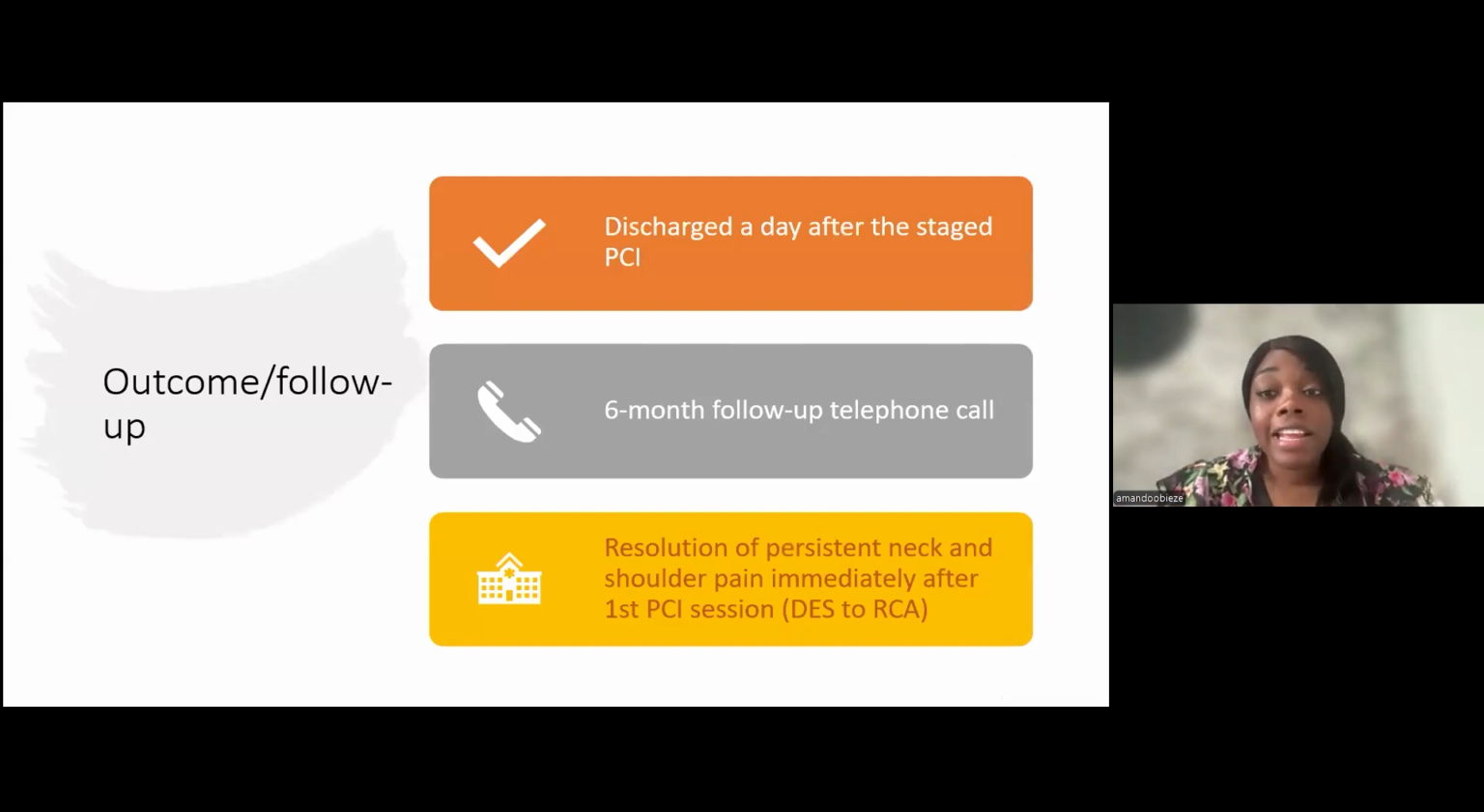So he was discharged a day after the second PCI, and he had a 6-month follow-up telephone call to see how he was doing. The patient described resolution of the persistent neck and shoulder pain immediately after the first PCI session, which was the stent to the right coronary artery, showing that the pain he had for over a year was actually an anginal equivalent, which was persistent. Next, please.